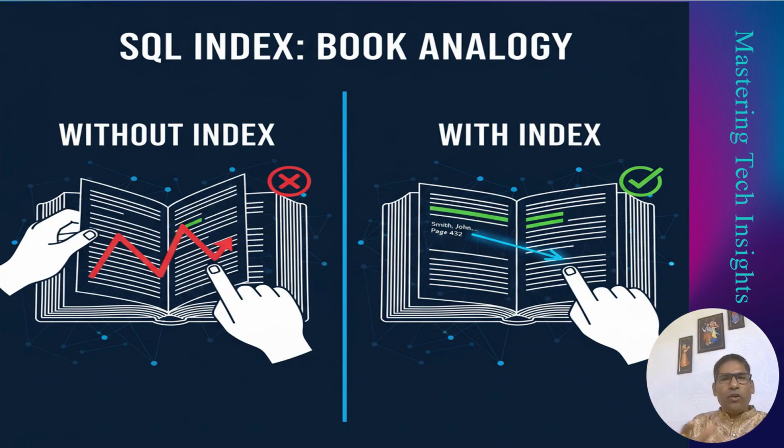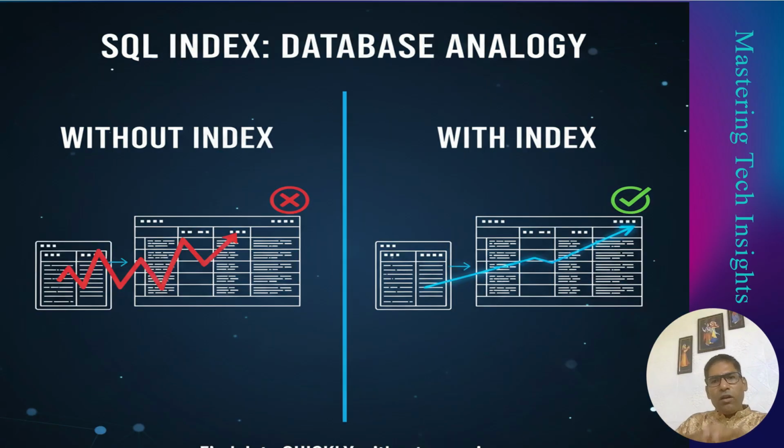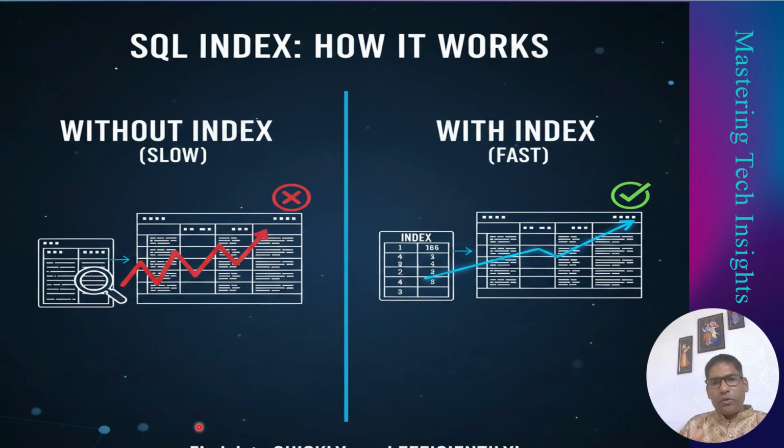An index in SQL is like the index of a book. Instead of flipping through every page to find what you need, the index helps you go directly to the exact page faster and easier. Similarly, in a database, an index helps the SQL engine find data quickly without scanning the entire table. An index improves SELECT query performance but can slow down INSERT, UPDATE and DELETE operations because the index must be updated too.